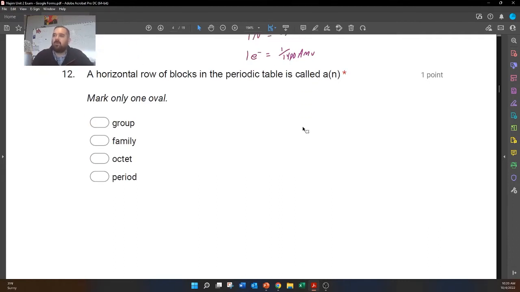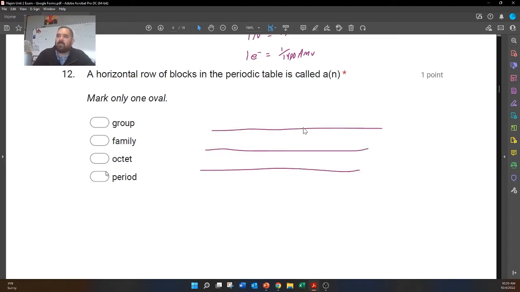A horizontal row of blocks on the periodic table is called what? So here we're talking about the horizontal rows, and we call those periods.